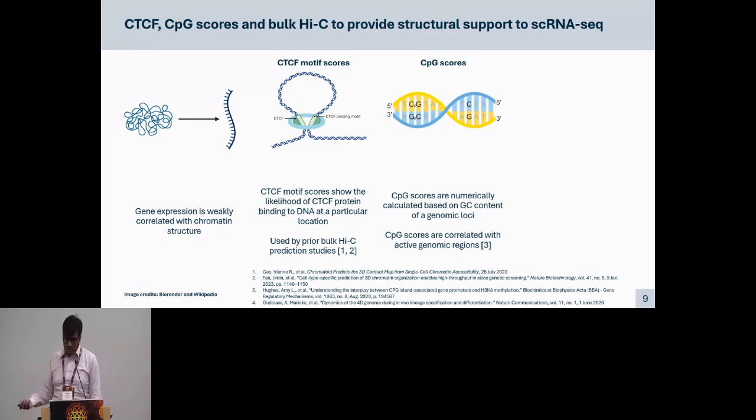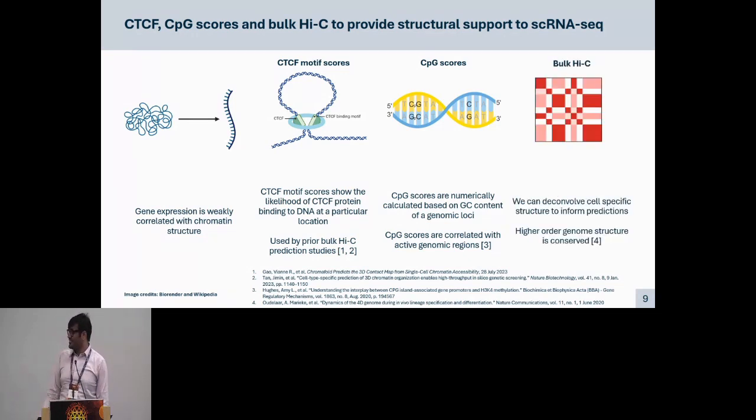Lastly, to acquire additional structure, we propose a novel deconvolution step to extract relevant structure from an arbitrary bulk Hi-C to inform our cell type specific prediction. This extraction works on the insight that the higher order genome structure, such as larger TADs, are typically conserved across different cell types and hence can be extracted to inform our cell type specific predictions.